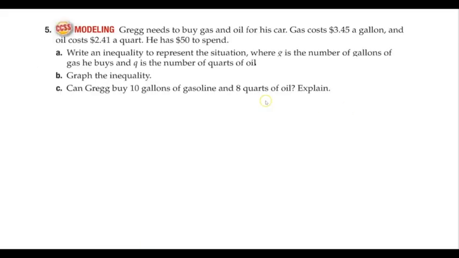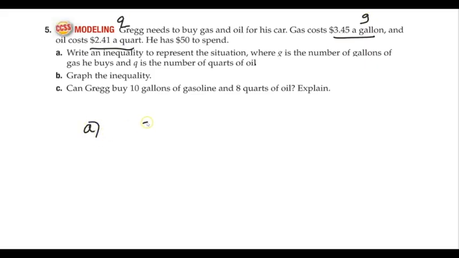Ooh, an application problem. Greg needs to buy gas and oil for his car. Gas costs $3.45 a gallon, and oil costs $2.41 a quart. He has $50 to spend. Write an inequality to represent the situation where G is the number of gallons of gas he buys and Q is the number of quarts of oil. They say G is the number of gallons and Q is quarts of oil.